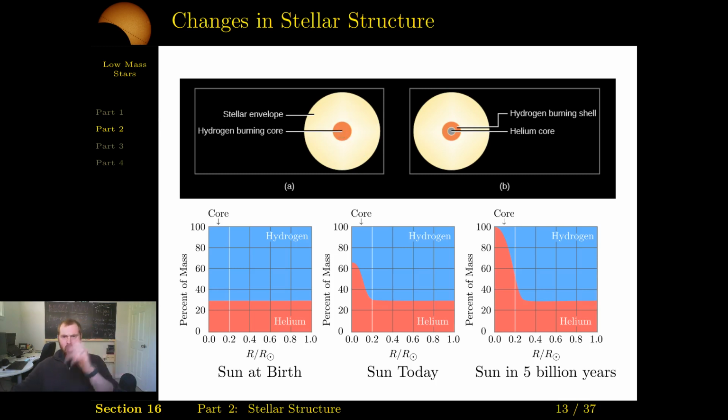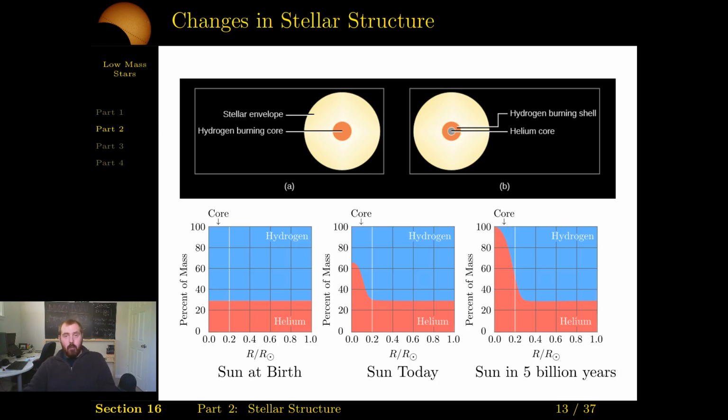Then we go to the end of the star's life. And what do we find? We still find the stellar envelope on the outermost layers. We're now going to have what's called the hydrogen burning shell. It's a little shell around the core where hydrogen's still hot enough to be burning, or fusing to be correct. And then in the core itself, a helium core. There's just a whole lot of helium present there.